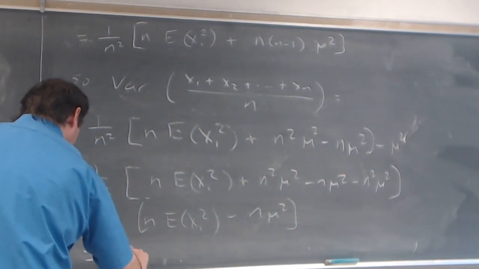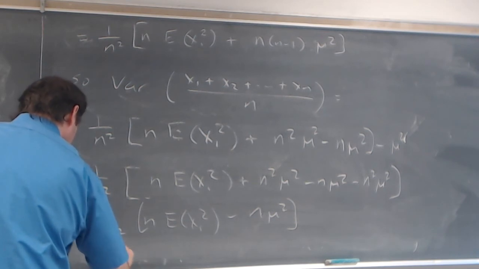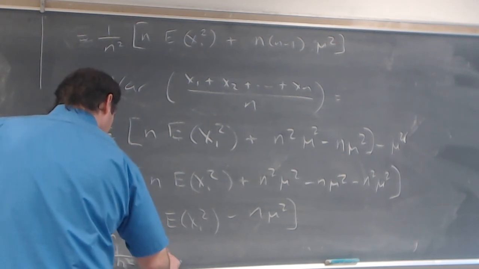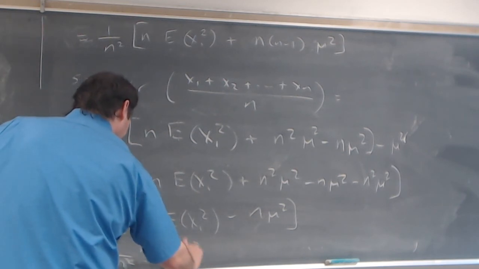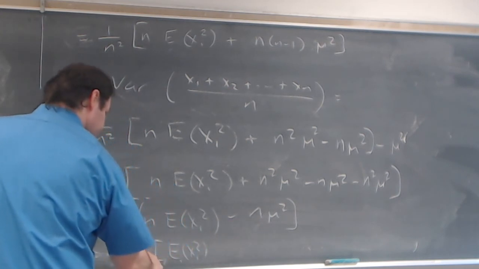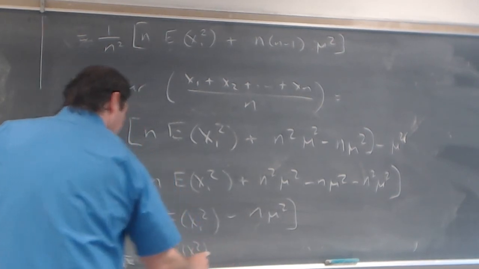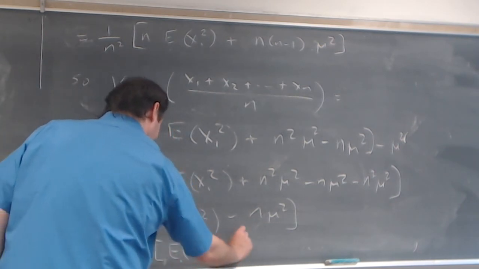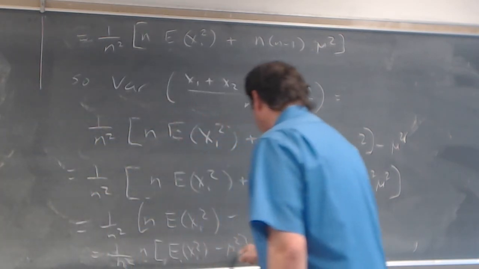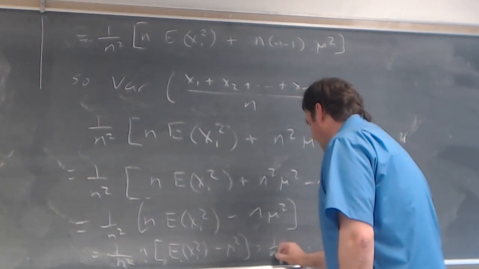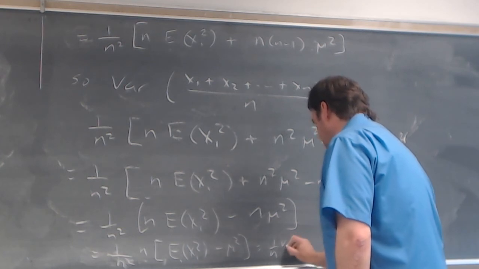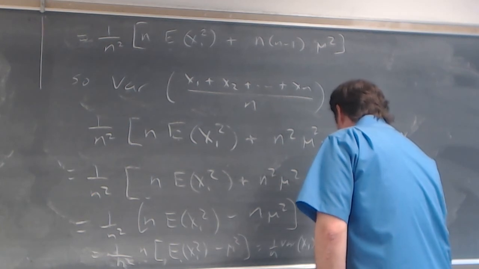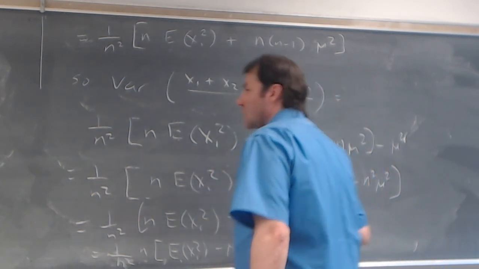So it's 1 over n squared. And we can take out an n. And then this is the expected value of x of 1 squared. And I've taken out an n from both of these spots. And so here we have minus mu squared. So the expected value of x of 1 squared minus mu squared, this guy right here, is the variance. So this is 1 over n times the variance of x of 1, which is equal to sigma squared over n. And that's what we got. Okay, that's great.